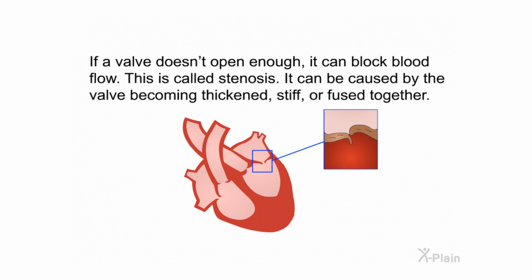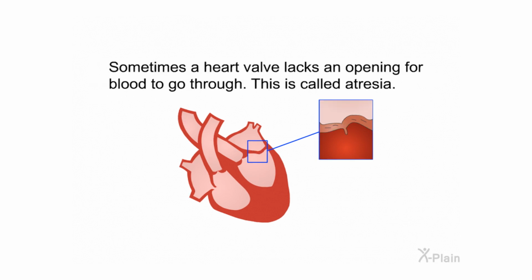If a valve doesn't open enough, it can block blood flow. This is called stenosis. It can be caused by the valve becoming thickened, stiff, or fused together. Sometimes a heart valve lacks an opening for blood to go through. This is called atresia.